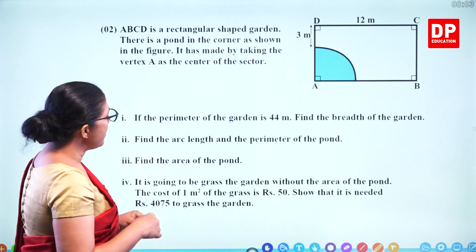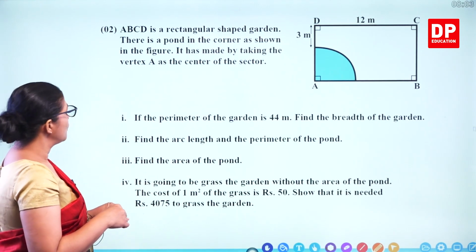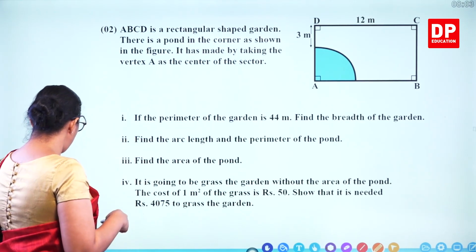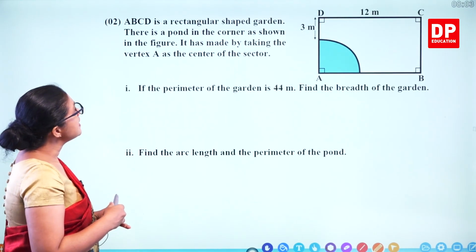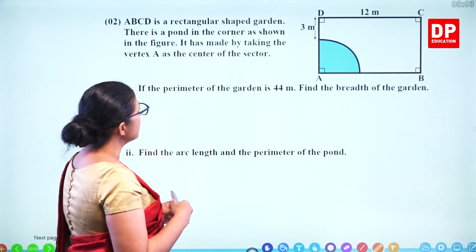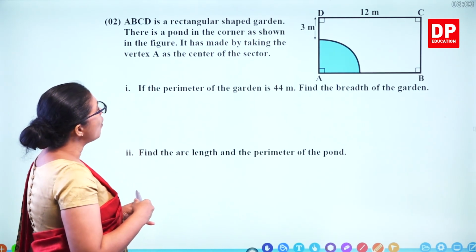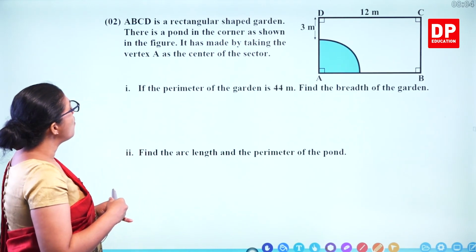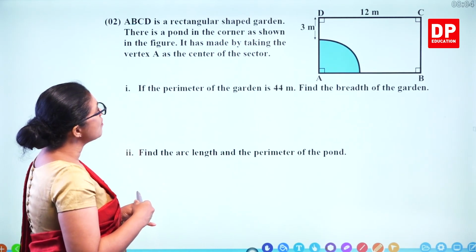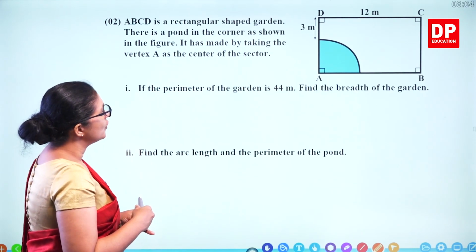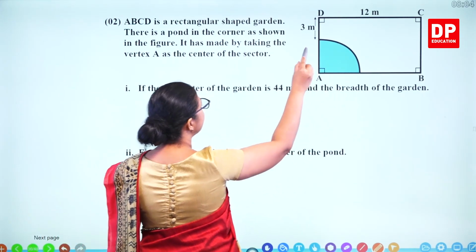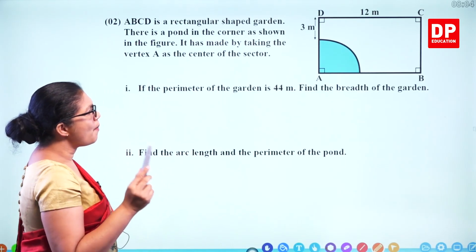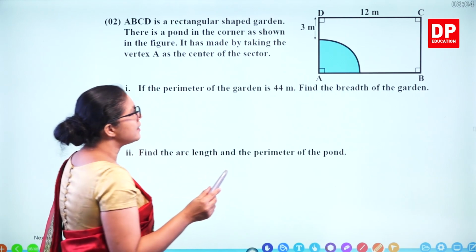It's about area and perimeter. There are 4 parts here, so we'll do it step by step. ABCD is a rectangular shaped garden. There is a pond in the corner as shown in the figure. It is made by taking the vertex A as the center of the sector. So this means this is the radius. If the perimeter of the garden is 44 meters, find the breadth of the garden.